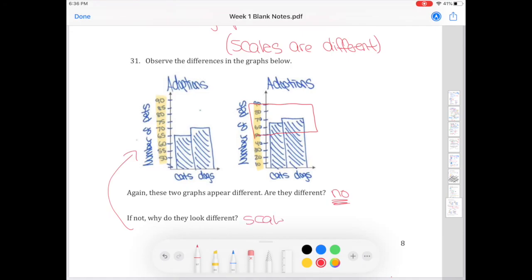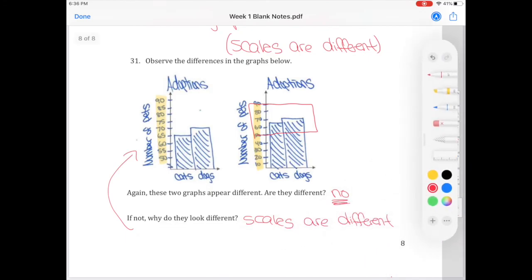It specifically asks, are they different? The answer to that's actually going to be no. And if not, why do they look different? It's because their scales are different. Or in other words, because this one is more zoomed in. It's focused on what I just squared off in that right graph.